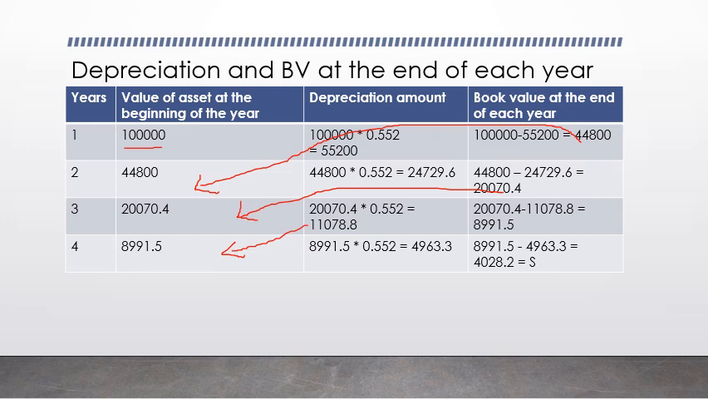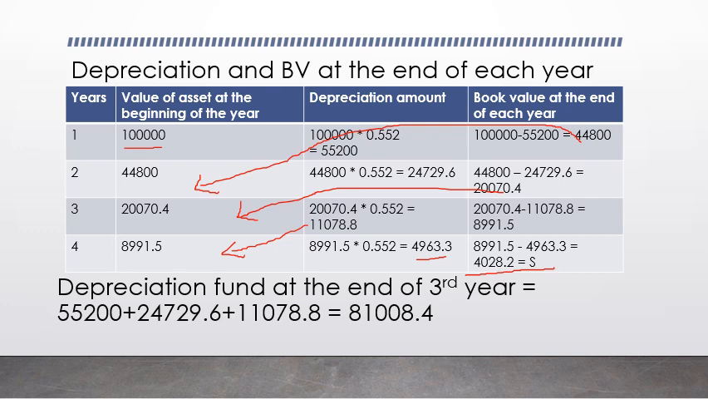The depreciation amount during the fourth year is 55.2% of 8991. That comes out to be 4963. And when you complete the calculation, you should arrive at the salvage value. What is that salvage value? It was 4,000 rupees. Now I have got the value of 4,028 because of the decimal places. Since everywhere I have calculated only one decimal point, that much of difference is acceptable.